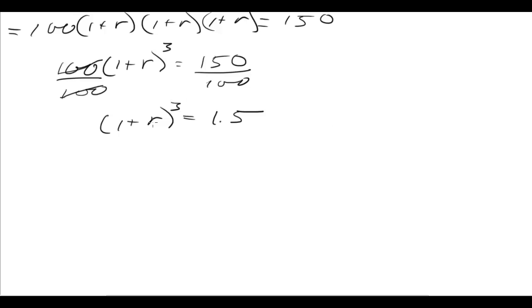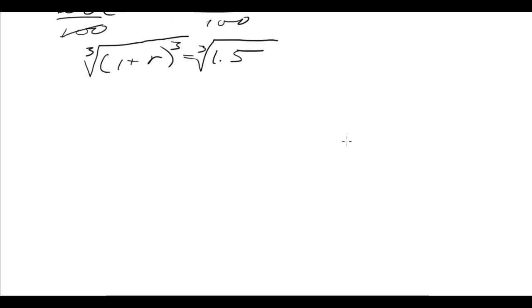All right, now I want to get rid of this 3. How do I do that? Well, I take a cube root. And again, if I do it to the left-hand side, I must do it to the right-hand side. The cube root of a cube is whatever is inside the parentheses, which is just 1 plus r, which is the cube root of 1.5.